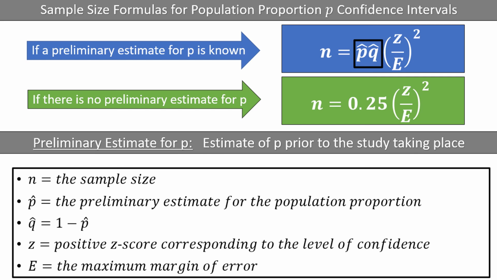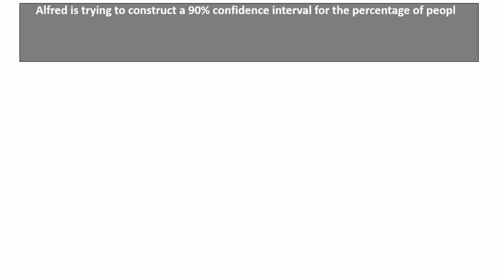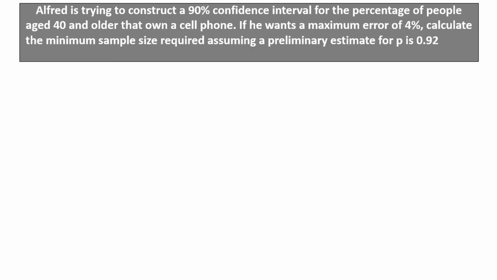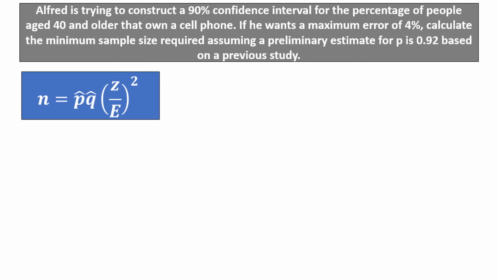Let's take a look at an example. Alfred is trying to construct a 90% confidence interval for the percentage of people aged 40 and older that own a cell phone. If he wants a maximum error of 4%, calculate the minimum sample size required, assuming a preliminary estimate for p is 0.92 based on a previous study. The formula we use is n equals p hat times q hat times (z over e) squared, as we have a preliminary estimate for p.